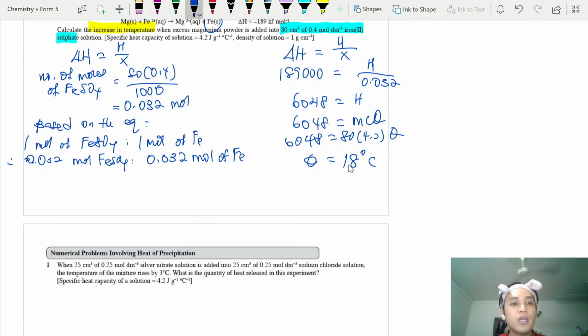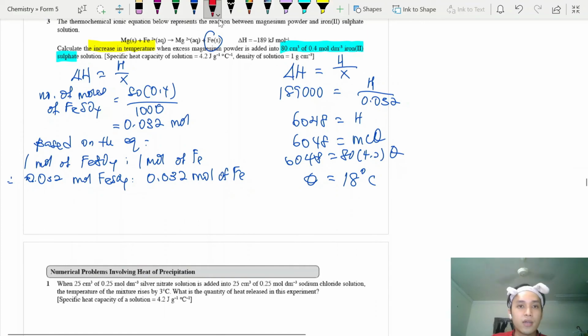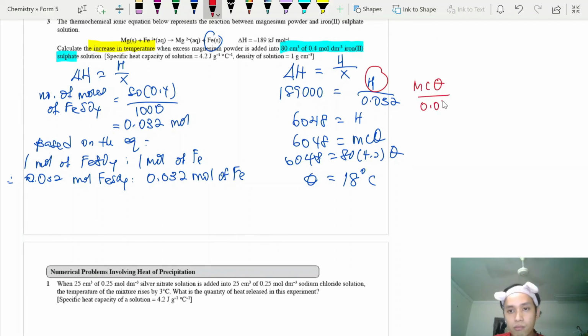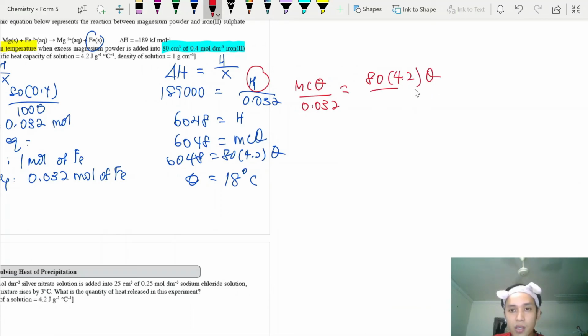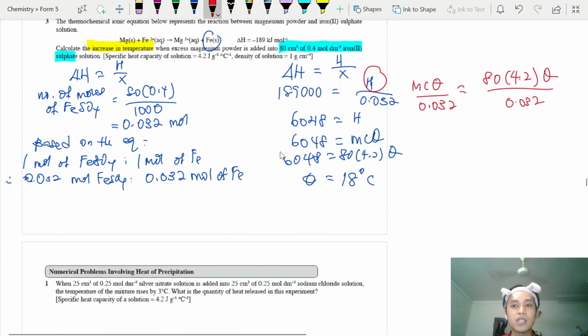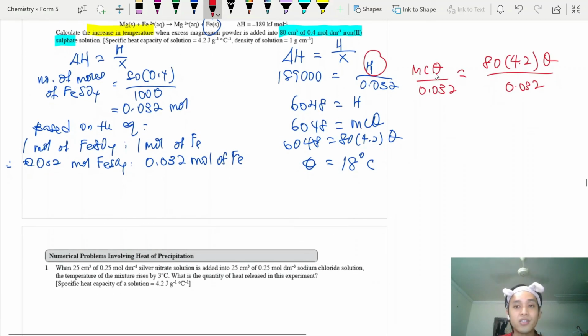Okay, that is how you calculate. Alright. If you don't want to do it like this, meaning in this step you want to straight away change into mc theta, also okay. So it becomes 80 times 4.2 times theta equals 0.032 times that. Also can. It depends on how you calculate, just as long as you calculate correctly. At this part I straight away apply this into this formula. This one I do step by step, one by one. I calculate this one, then only I change into this one.